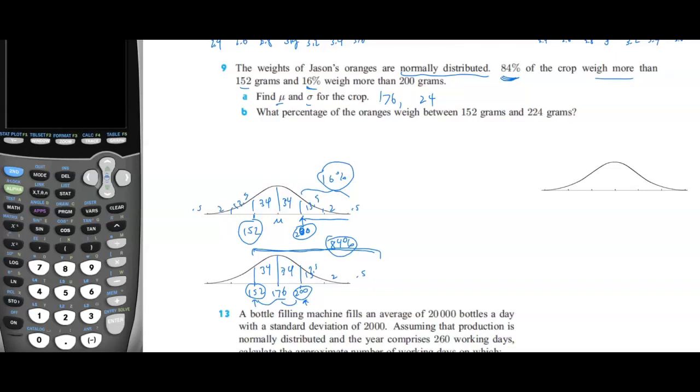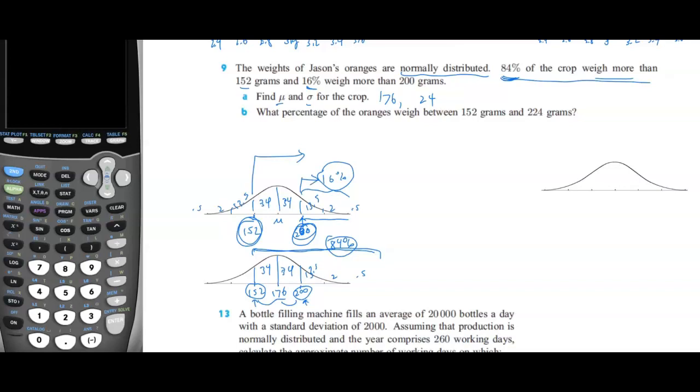Okay, and just to make sure that you drew the drawing correctly, let's reread this and make sure that we did it the right way. 84% of the crop weighs more than 152. 84% weigh more than 152. Yes, that's right, right? 16% weigh more than 200. Yes, that's right. Okay, so we did it right.